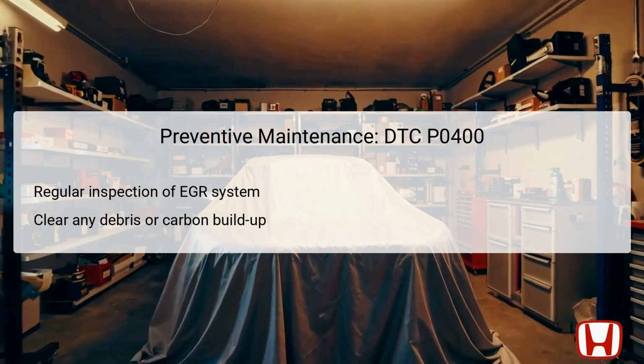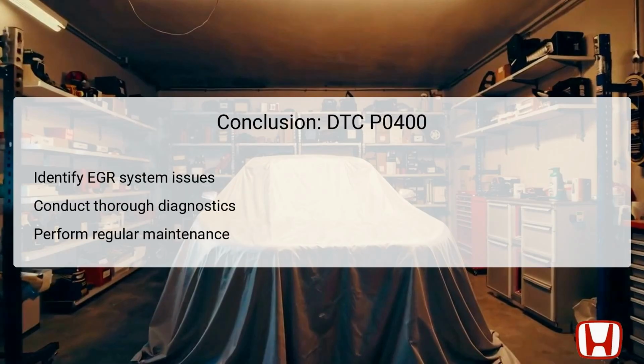Incorporating these preventive measures into regular vehicle maintenance routines will go a long way in preventing costly repairs and maintaining compliance with emissions regulations. In conclusion, addressing DTC P0400 is crucial for maintaining the efficiency and compliance of the EGR system in the Honda Civic 2011 to 2015 models.